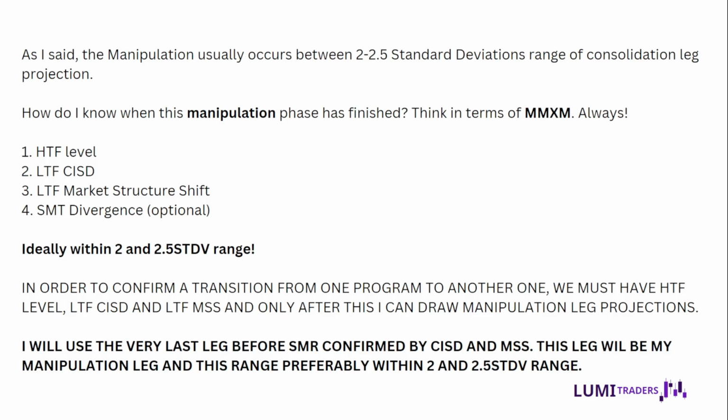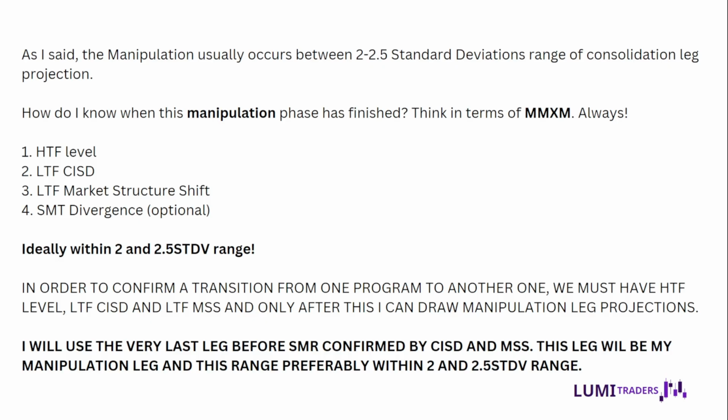Okay, higher time frame level must be, not must be, but ideally should be in between the 2 and 2.5 standard deviation range of accumulation leg projection. So when we see that price reaches height of intermediary, and this height of intermediary is right inside 2 and 2.5 standard deviation, at this point we can anticipate a more high probability reversal here. But still, we must wait for lower time frame change in the state of delivery and lower time frame market structure shift to confirm smart money reversal.